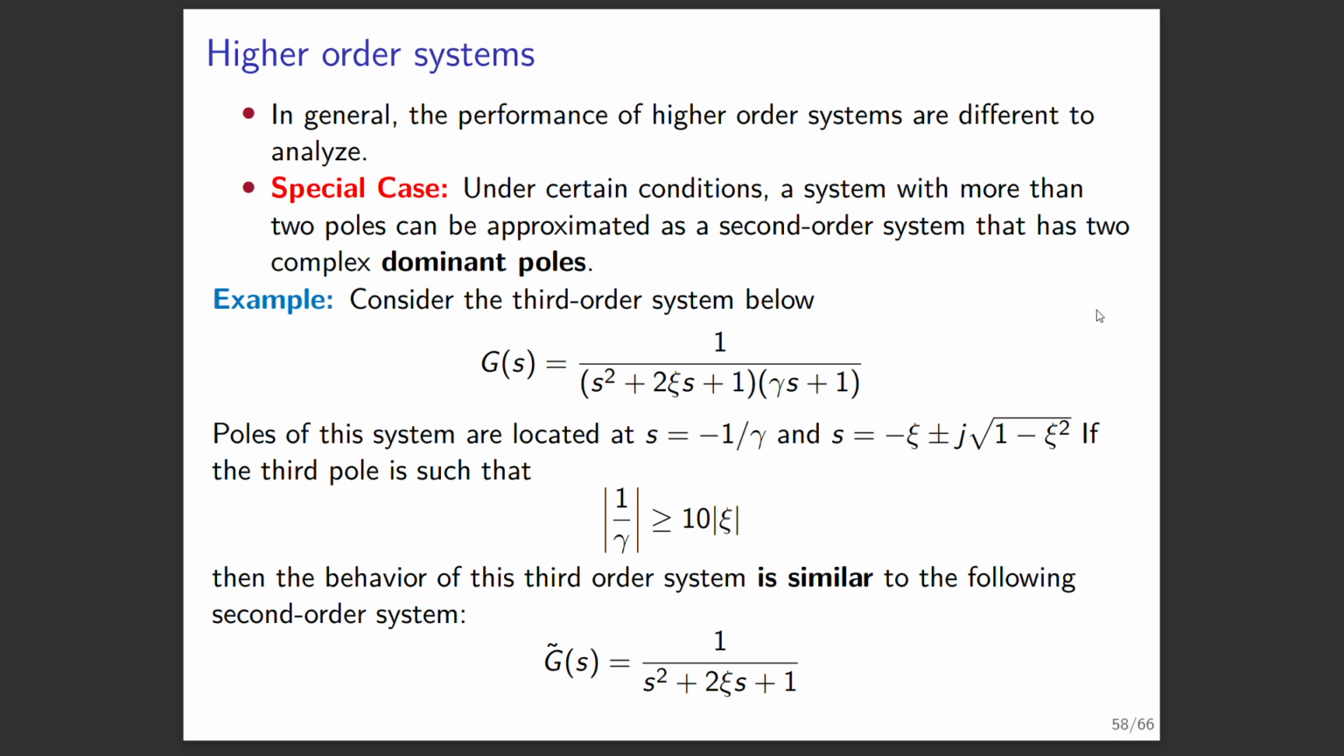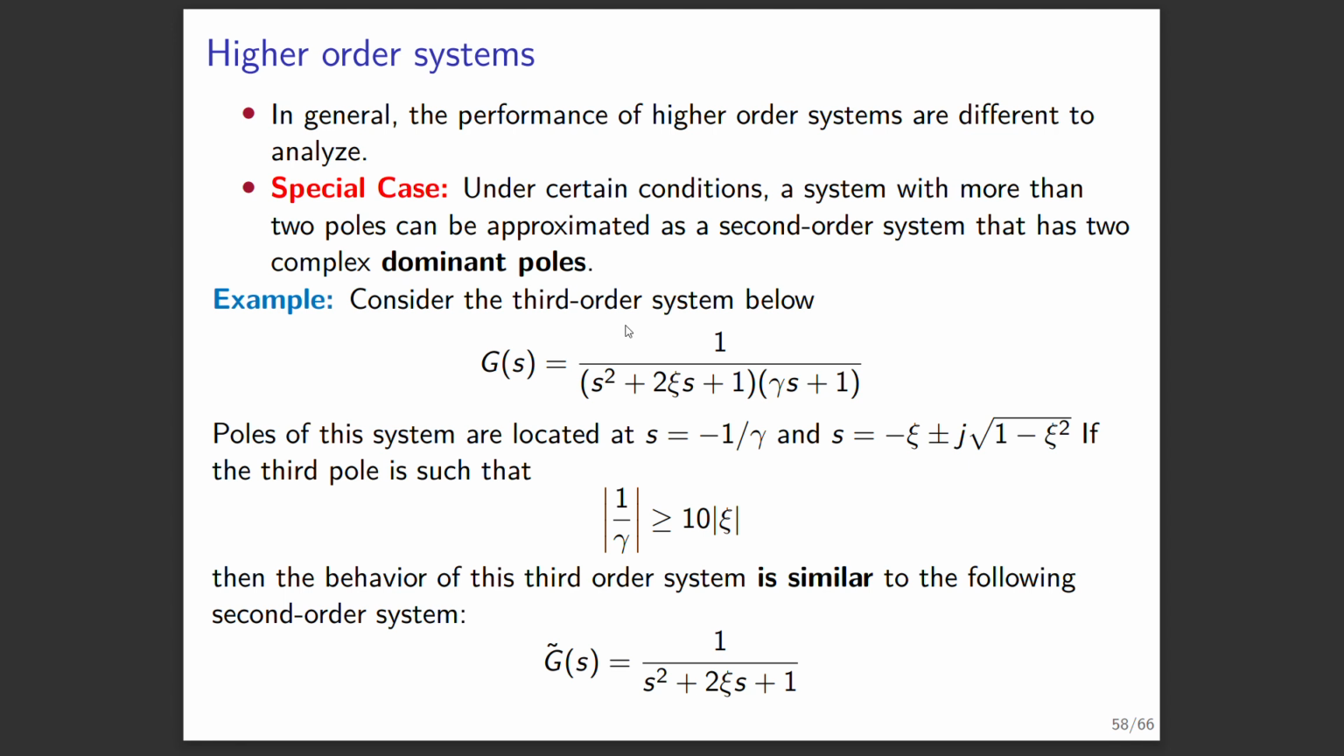Okay, we talked about first order systems and second order systems. Now we want to talk about higher order systems. In general, the performance of higher order systems is difficult to analyze, but special cases exist under which a higher order system's response can be approximated as a second order system or a first order system. When does that happen? Well, when something called dominant poles exists.